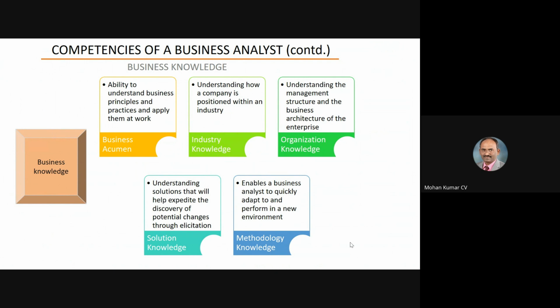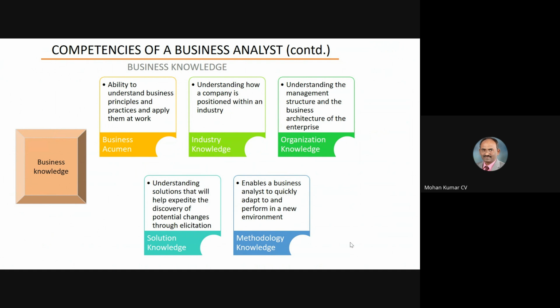So now, methodology knowledge. Methodology is how you want to do a job. If you are doing a project, you want to follow the processes. That is called the methodology. It enables a business analyst to quickly adapt to and perform in a new environment. Wherever you go, you need to know the structure, the templates used, and the process there. If you understand the steps, the methodology that is used, then it becomes easy for you to adapt. That is the methodology knowledge.